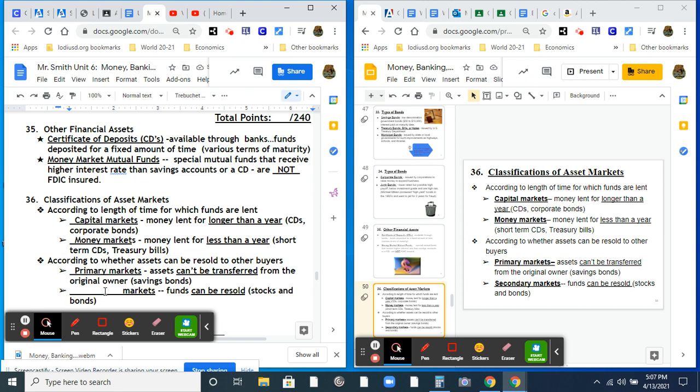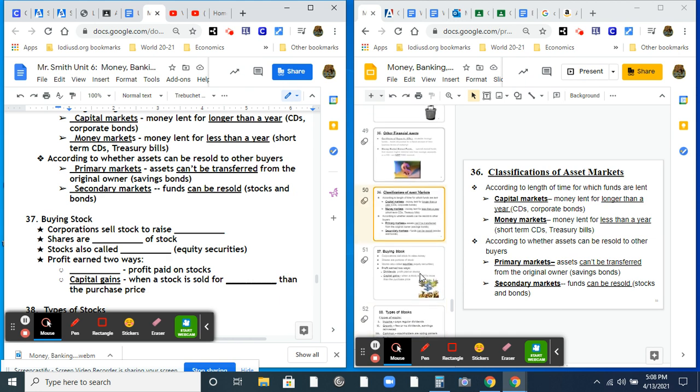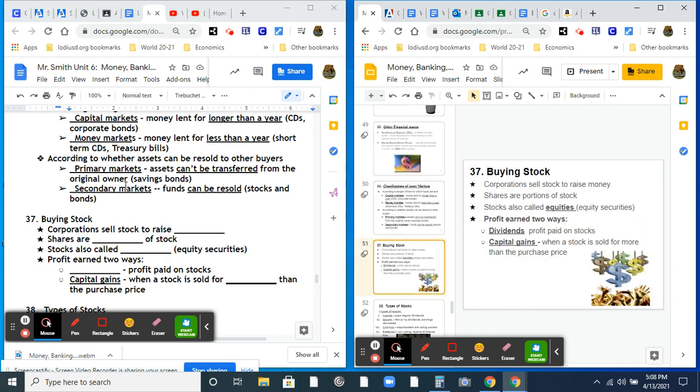If I transfer my savings account on to someone else, it's to me. Or if I'm married, it might be to me and my wife, but it doesn't go to a million other people. But if you want to be invested in something where you can resell the things, stocks and bonds are your choice.